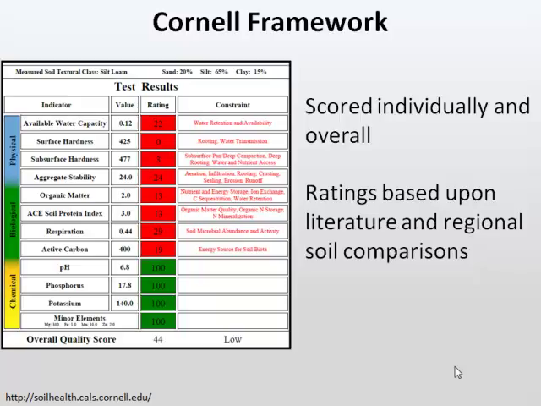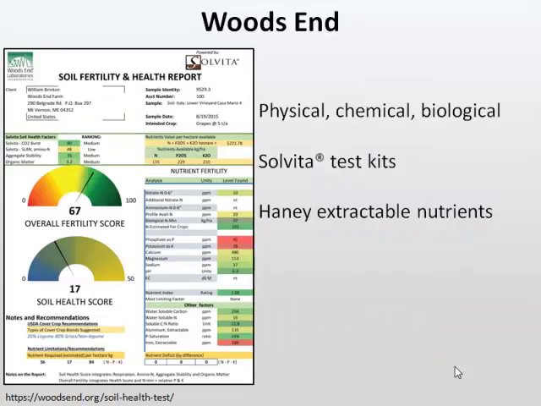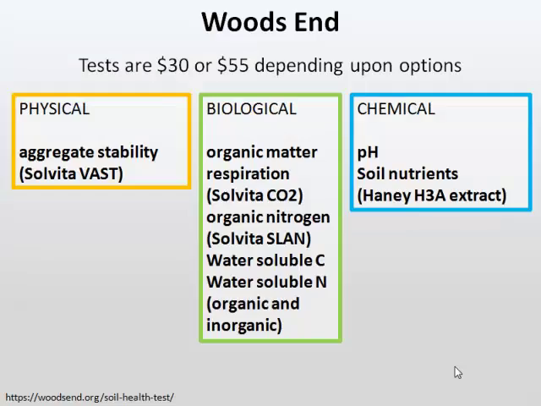So, all right, here's the Brookside test. And then Woods End, this is a lab out of Maine. This is really Will Brinton, who has marketed and developed the Solvita test. They have been around for some time, and I've worked with Rick Haney to develop and offer this. So again, there's a physical, chemical, and biological component with Solvita and this Haney extractable nutrient test. So here's what Woods End offers.